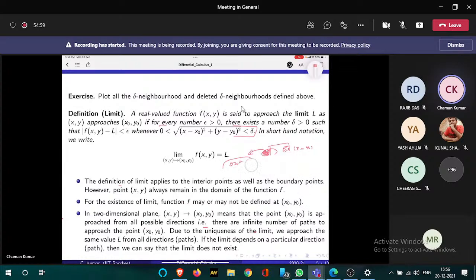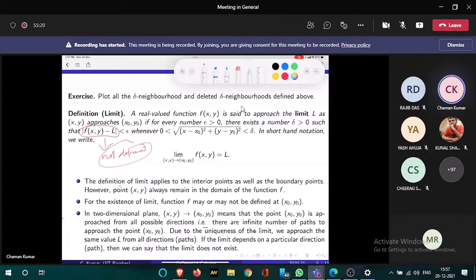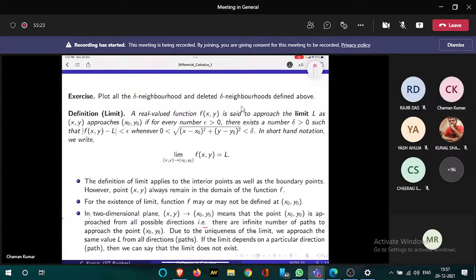And it is quite natural because you don't want to approach the point x naught, y naught from outside of the domain, because outside the function is not defined. So in that way, when the function is not defined, this will have no meaning at all. This is not defined if you approach from outside. So you should restrict yourself to points inside. Okay, the second point is that for the existence of the limit, f may or may not be defined at the point x0, y0. And this is the same as you have seen in your high school calculus for functions of one variable.